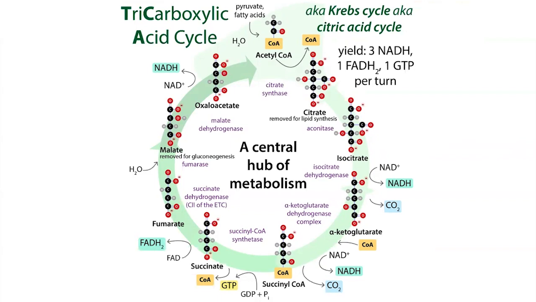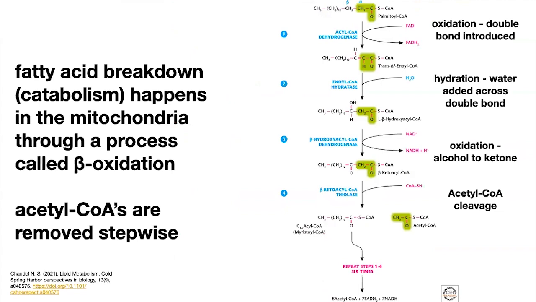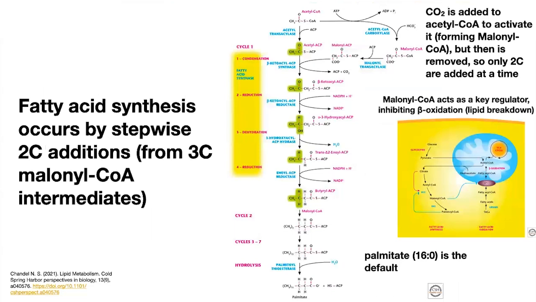Speaking of that breakdown, remember that it happens through beta oxidation in the mitochondria, where we're removing two-carbon pieces at a time, these acetyl-CoAs. That's two carbons attached to a CoA, which is just kind of the handle that we use. Similarly, when we're building up fatty acids, we're doing it from acetyl-CoA pieces that we activate through acetyl-CoA carboxylase to give us the 3-carbon malonyl-CoA, and then we get rid of that CO2. Then we build it up using these acetyl-CoA pieces.